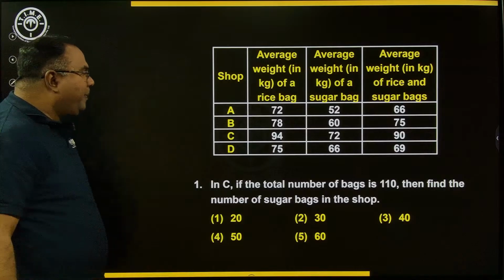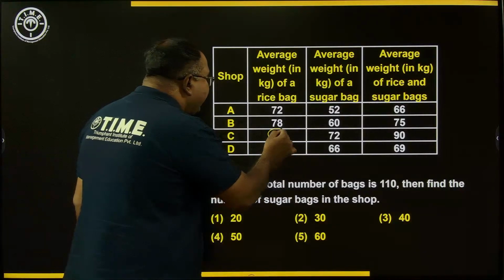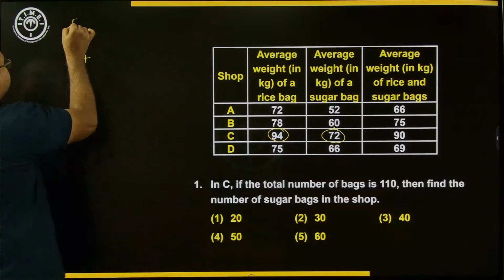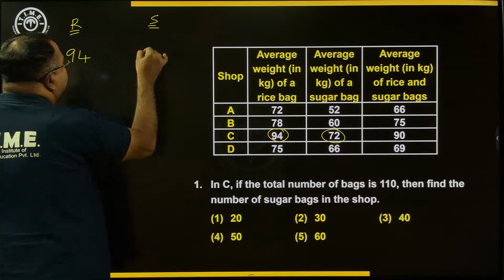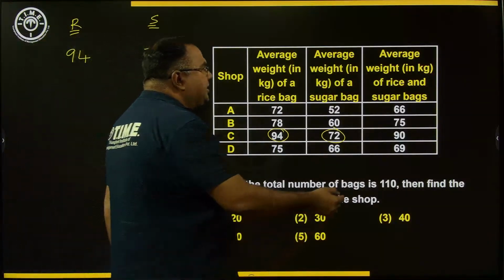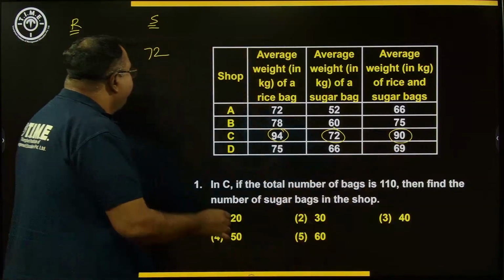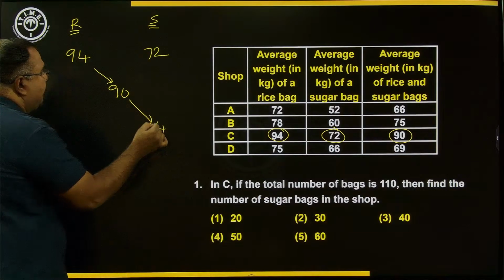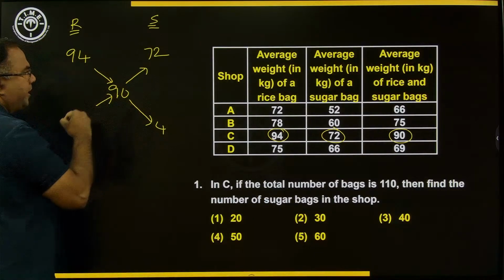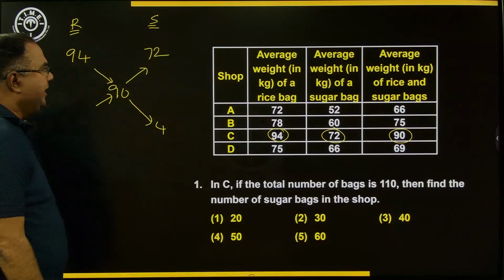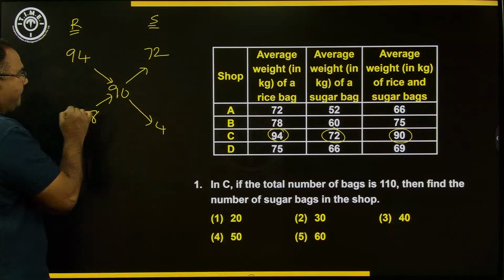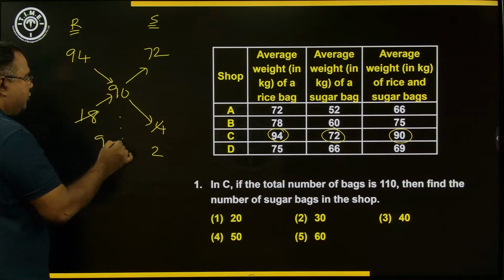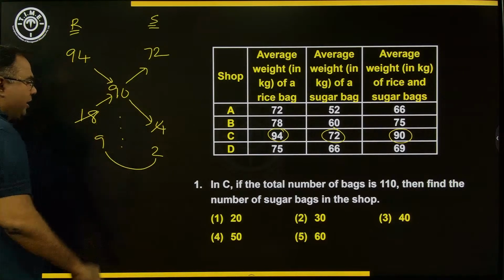In C, total number of bags is 110. In C, what is rice weight? 94. Sugar weight 72. So 94 is rice, 72 is sugar, and average weight of rice and sugar is 90. If you take the difference here, this is 4, right? And this is 18, right? So these two are in the ratio of 9:2.